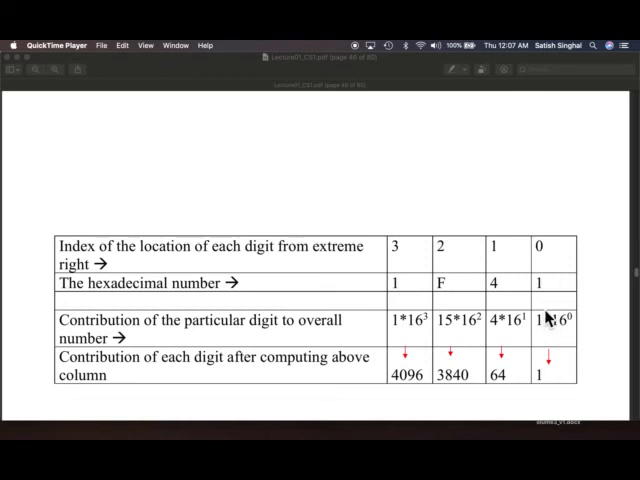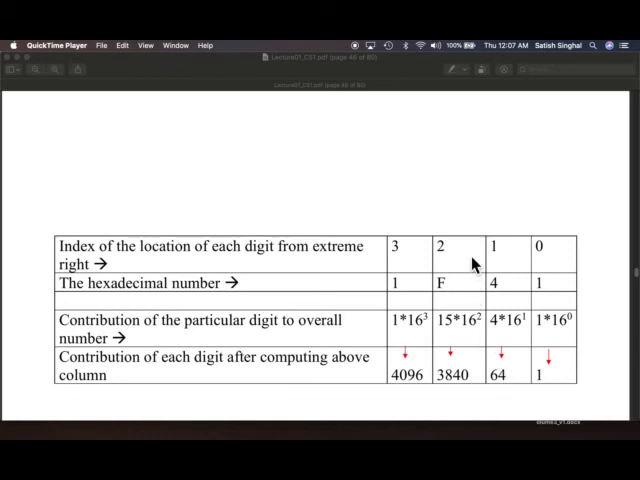So the contribution of that digit would be simply 1 multiplied by 1. Then we take the next digit and its position number, which is 1, and that digit is 4. So that gets multiplied by 16 to the power 1. Why 16? Because the hexadecimal system has 16 digits, so we use 16 as the base. And that computes to 64.